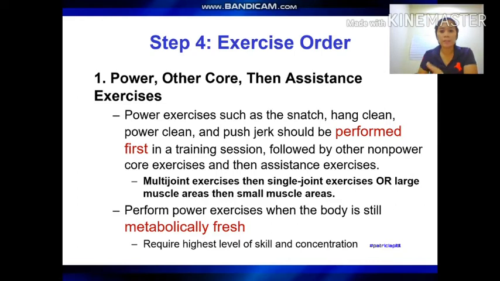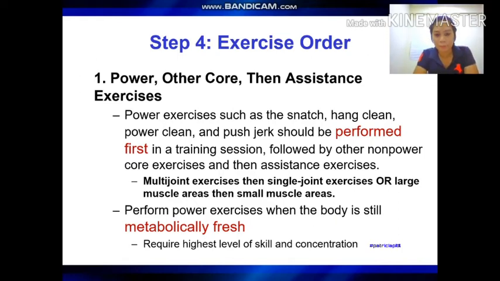Power exercises such as snatch and hang clean should be performed first in the training session, followed by the non-explosive, and gradually to the assistance exercise, single joint. Because you are performing power exercises when the body is still metabolically fresh. Remember, power exercise, explosive, requires the highest level of skill and concentration. If you insert the power exercise in the middle of the training, I'm sure they are not at their full quality, they are lacking concentration, of course, and their metabolism is not as fresh as when they started the training program.